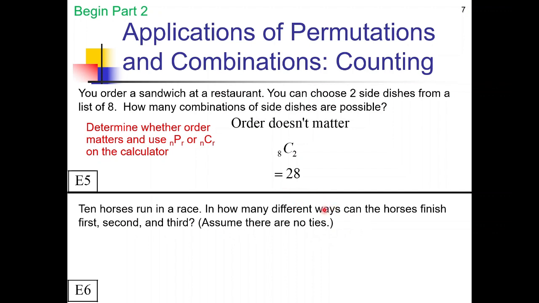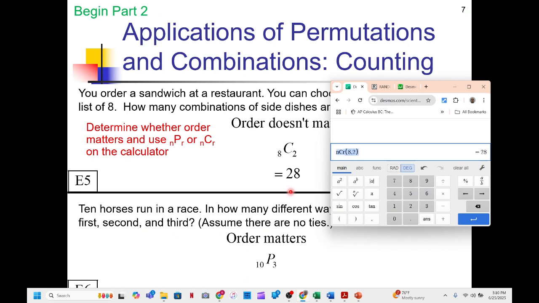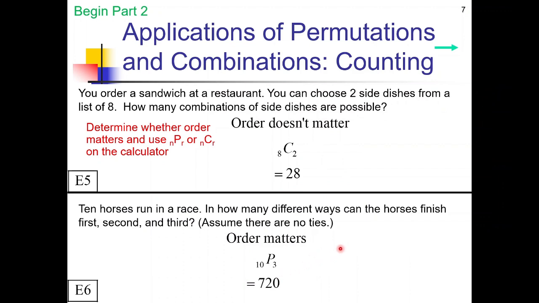Alright, so we're counting different ways to arrange our horses, and because we have a first, second, and third going on here, it makes a very big difference what order those horses are arranged in. So order matters here. So that means that we need to use the permutation formula. So this is going to be 10P, and then there's 3 that we're arranging, so 10P3, and we will go to the calculator for that. So let me do nPr, and then we'll do 10, 3 in there, and that gives us 720 different ways to arrange those horses.